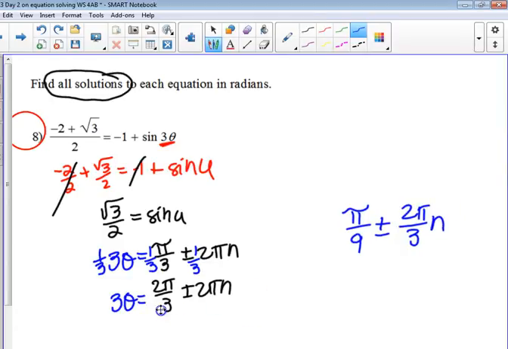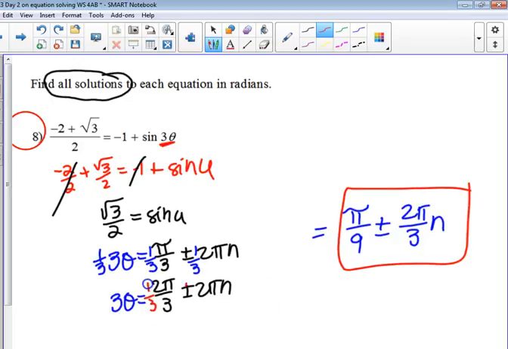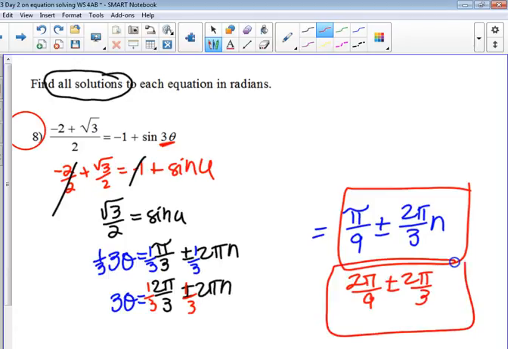If we had to find all exact, we'd have to keep doing 1/9 plus 2/3 until we got past 2, if it said 0 to 2 pi. But it says all solutions, so we get to be done. What's the other one, though? Got to do a third of this one. So it is actually both of those.